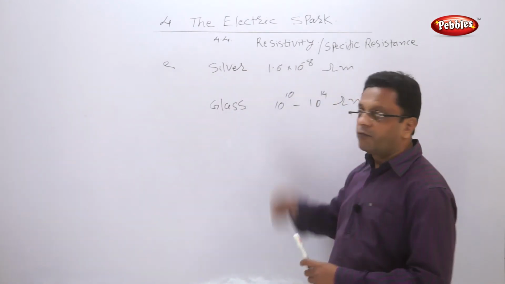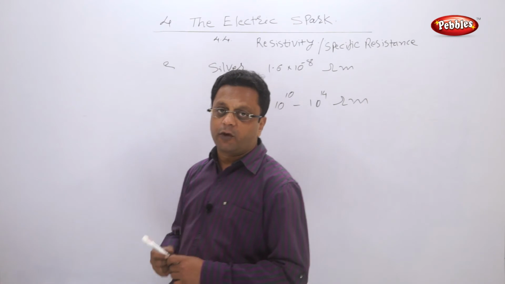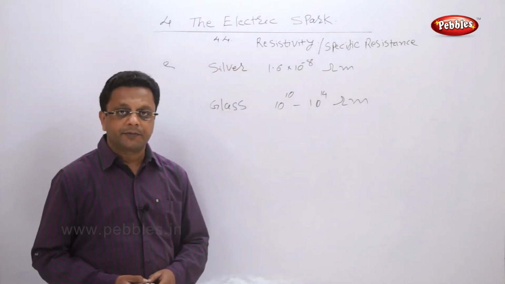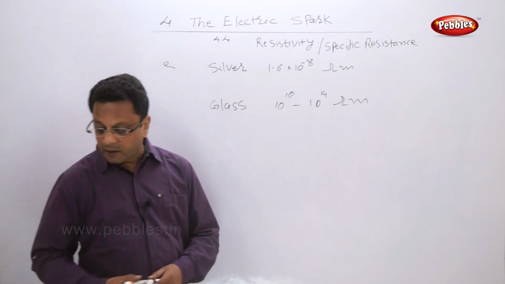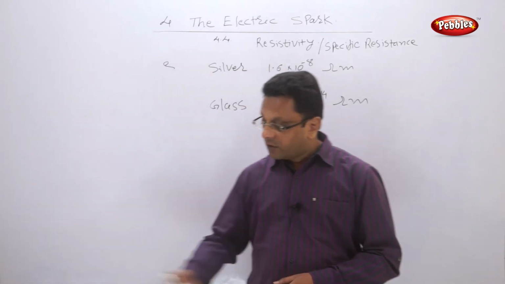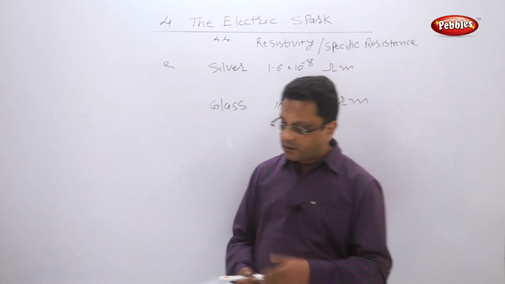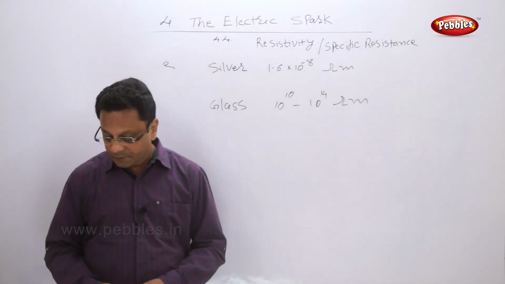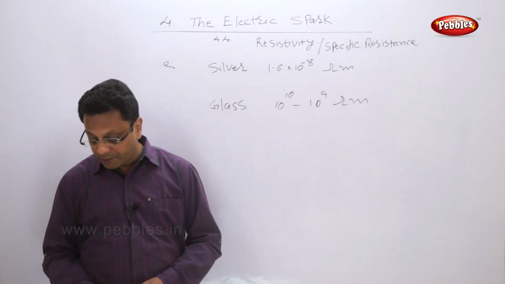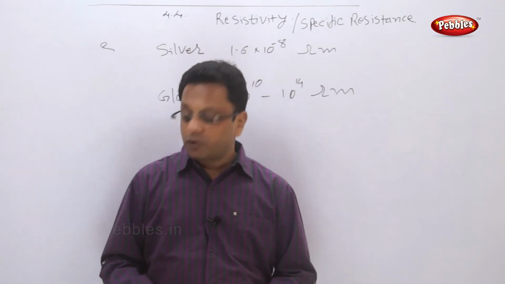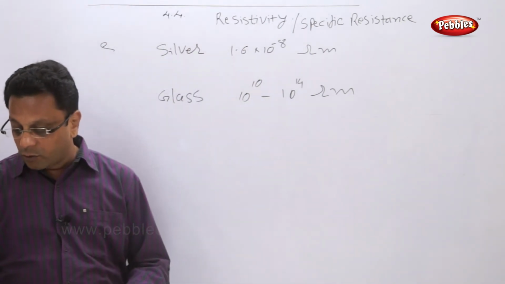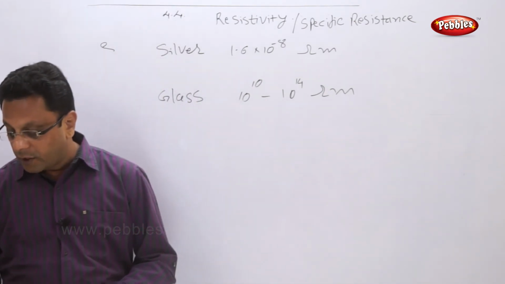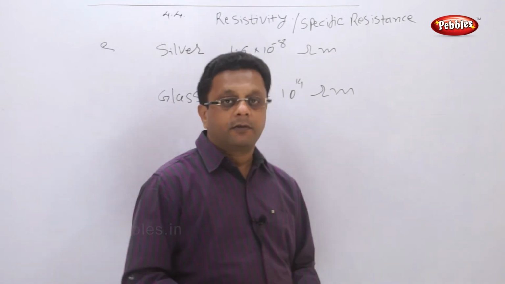Why is it given as 10 to 14? Because it depends on what type of glass it is. You will get the complete list. Silver is the best conductor of electricity, then comes copper, then aluminum, tungsten, nickel, all the metals. Then there are some alloys, constantan, manganese, nichrome, and then insulators: glass, hard rubber, ebonite, diamond, paper, etc.